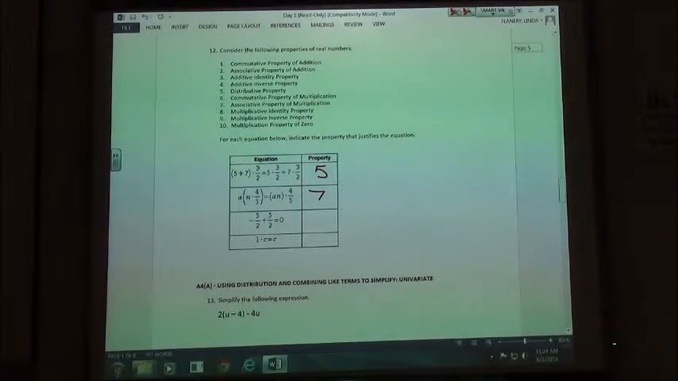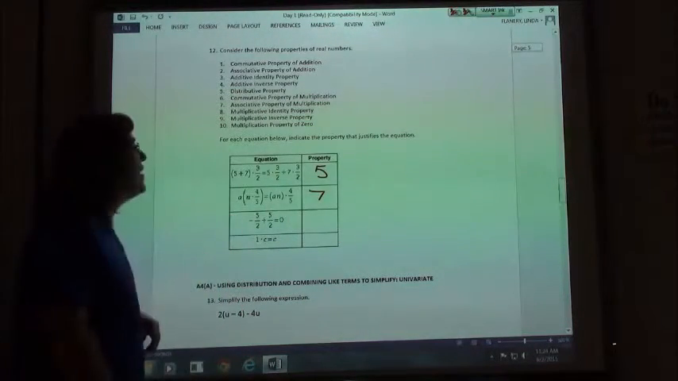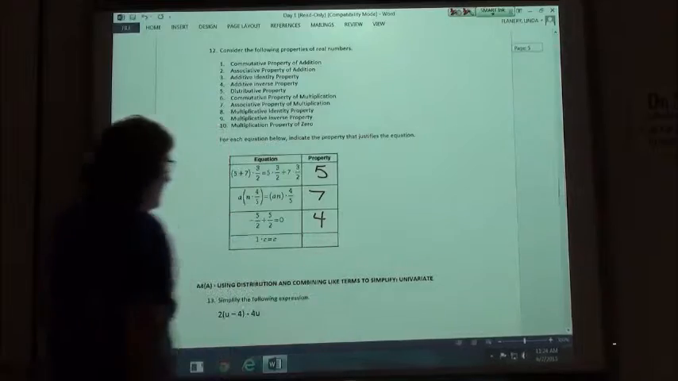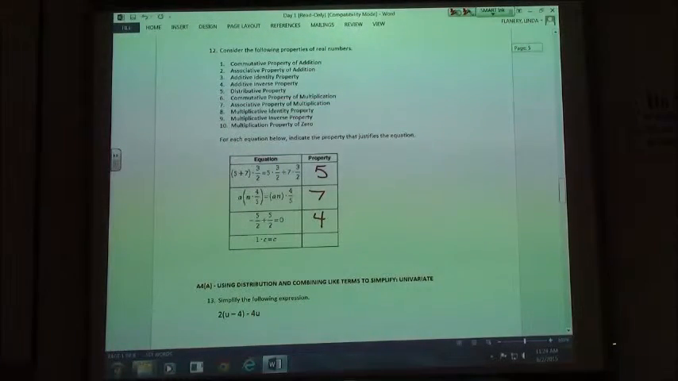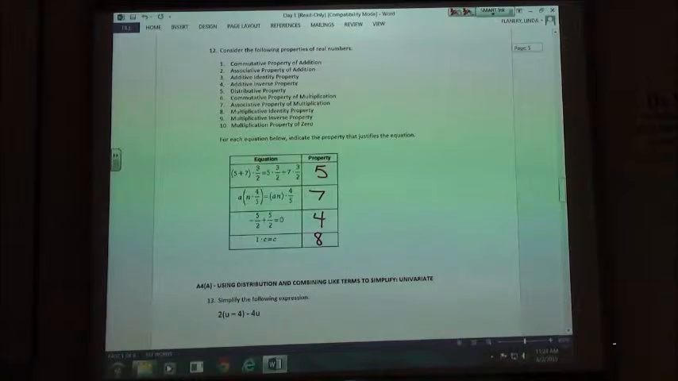The next one, negative 5/2 plus 5/2 equals 0. Number 4, the additive inverse property. They added numbers that were opposite and got an answer of 0. And the last one, 1 times c equals c. Multiplicative identity property, number 8. 1 times anything doesn't change the value, right?